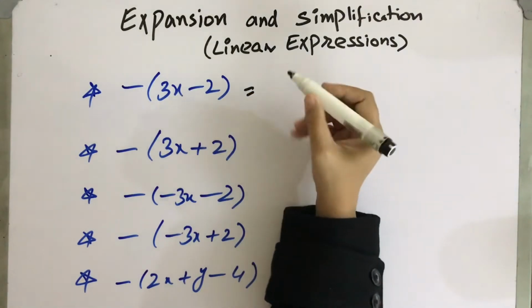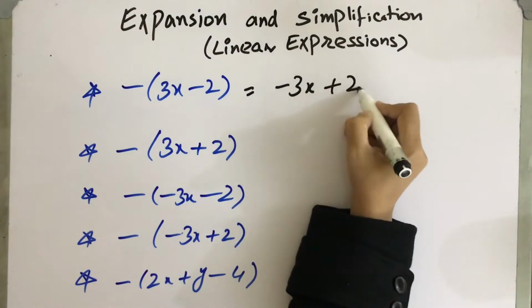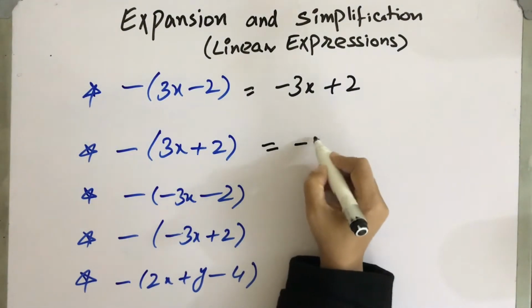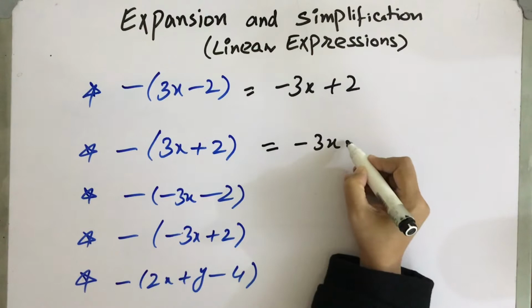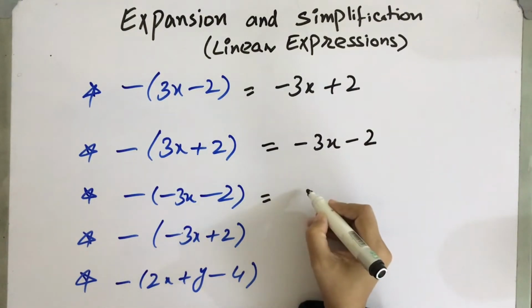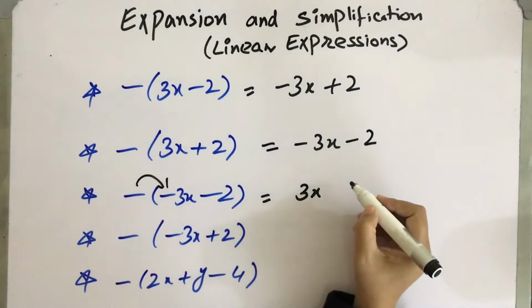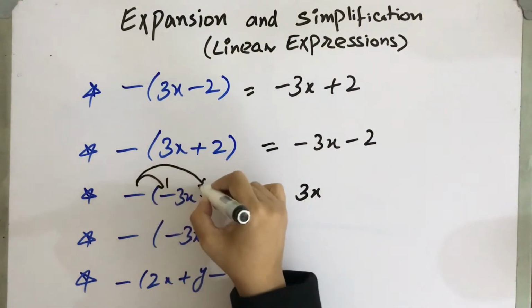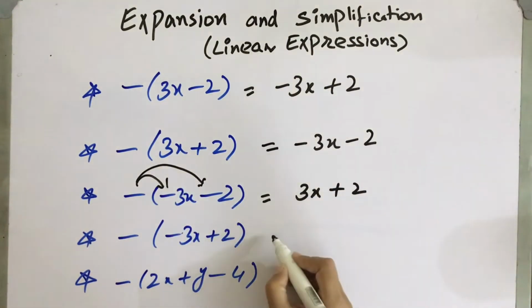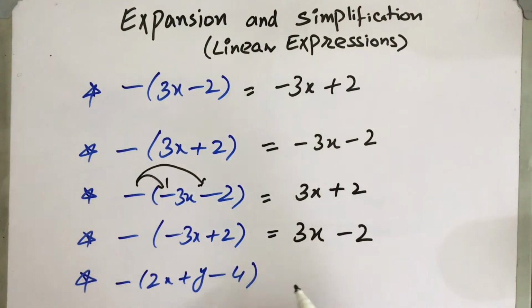Right now 3x is positive, it will become negative. Minus 2 is negative, it will become positive. 3x is positive, will become negative. 2 is positive, will become negative. 3x is negative and there is a negative sign outside, it will become positive. Two negative signs will give us a positive sign, and minus 2 is also negative, so it will become positive. 3x is negative, will become positive. 2 is positive, will become negative.